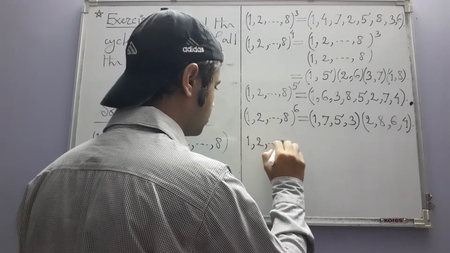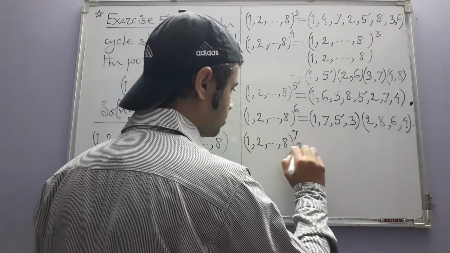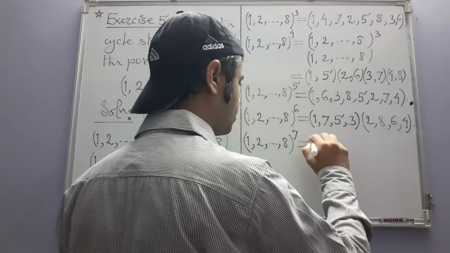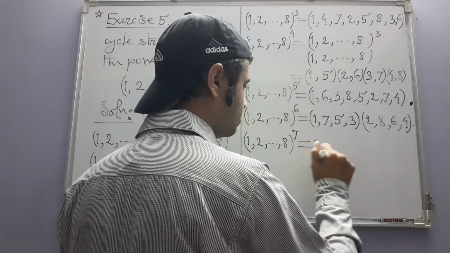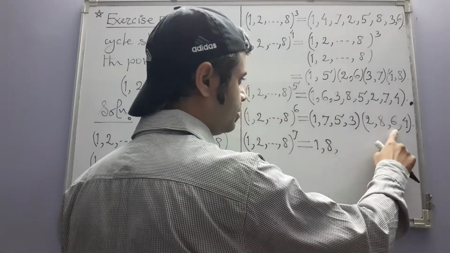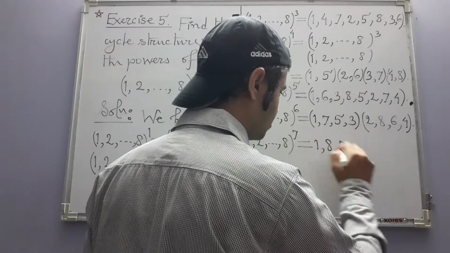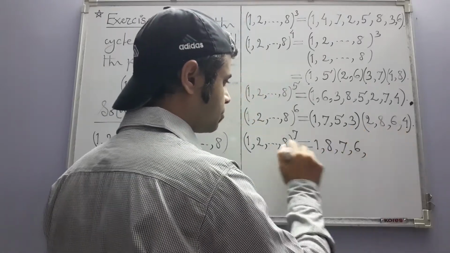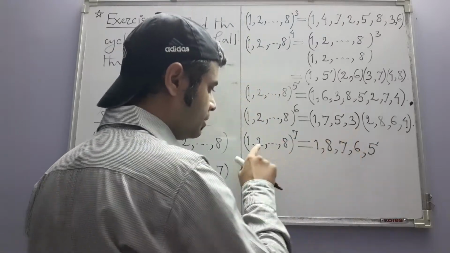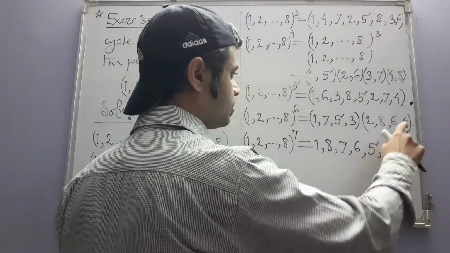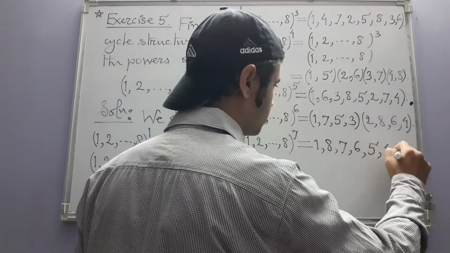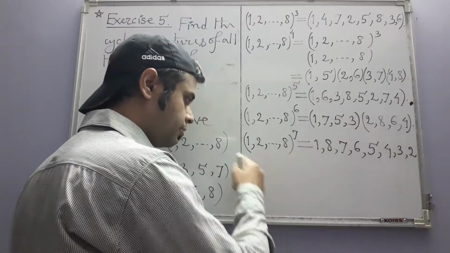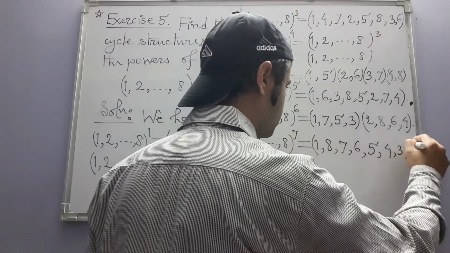Next, the seventh power. For the seventh power, we will start from the previous one. 1 to 7, 7 to 8. 8 to 6, 6 to 7. 7 to 5, 5 to 6. 6 to 4, 4 to 5. 5 to 3, 3 to 4. 4 to 2, 2 to 3. 3 to 1, 1 to 2. And finally 2 to 8, 8 to 1. So that means 2 cycles back to 1.